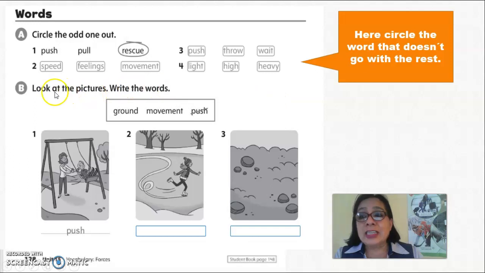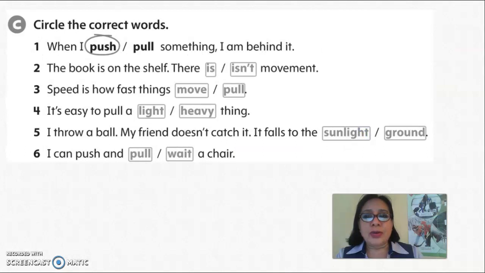In exercise B, it says, look at the pictures and write the words. We have 3 words: ground, movement, and push. Push is crossed out because you have push here. So you only need to write ground and movement. Look at the pictures and write the correct words. Okay, do it individually. Good. Let's continue.